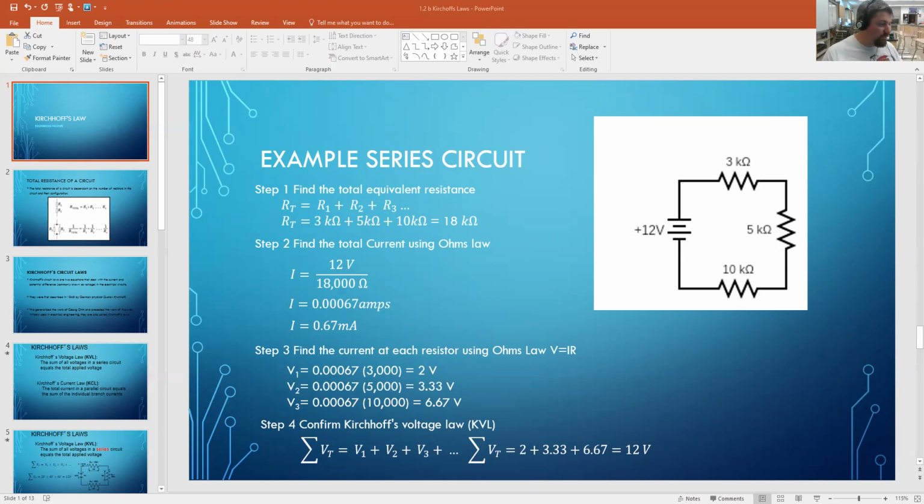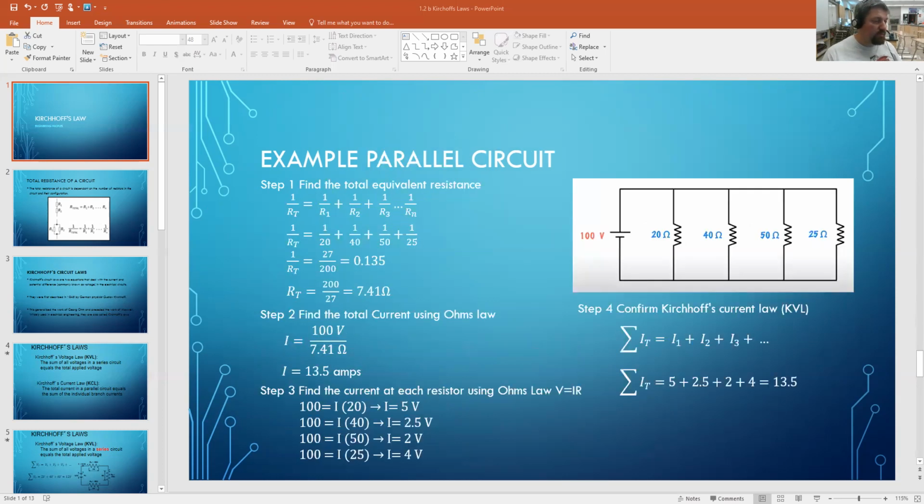Now we can then confirm Kirchhoff's voltage law. The voltage law said that in a series circuit, this plus that voltage has to equal 12. So we can look. 2 plus 3.3 plus 6.67 is equal to 12. Now let's move on to an example parallel circuit problem.